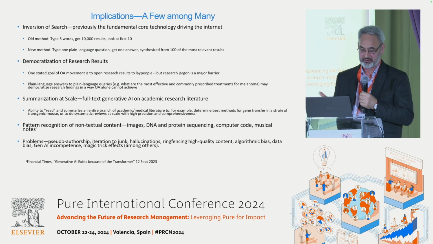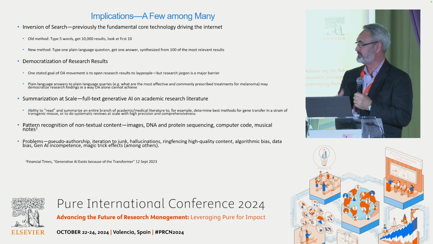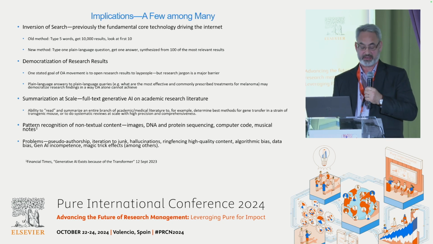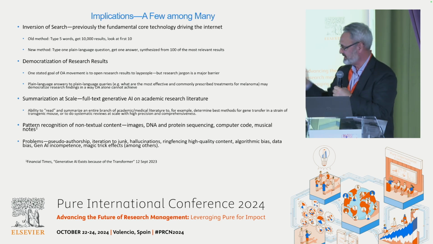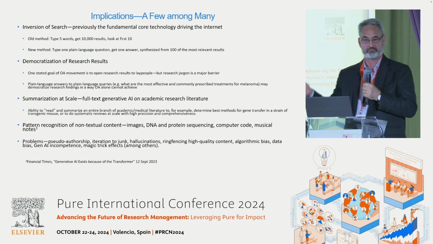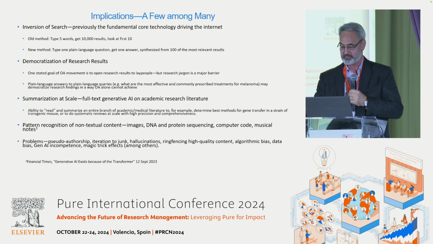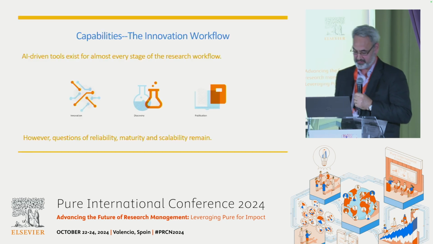50% of faculty are already using it to help write papers. There's the iteration adjunct problem. If generative AI consumes its own stuff, it quickly turns to nonsense. Hallucinations, the difficulty in ring fencing high quality content, algorithmic bias, data bias that's already in the medical literature, incompetence, the magic trick effects where we anthropomorphize LLM results and think they sound good, so they are accurate, but I won't go into all of those.